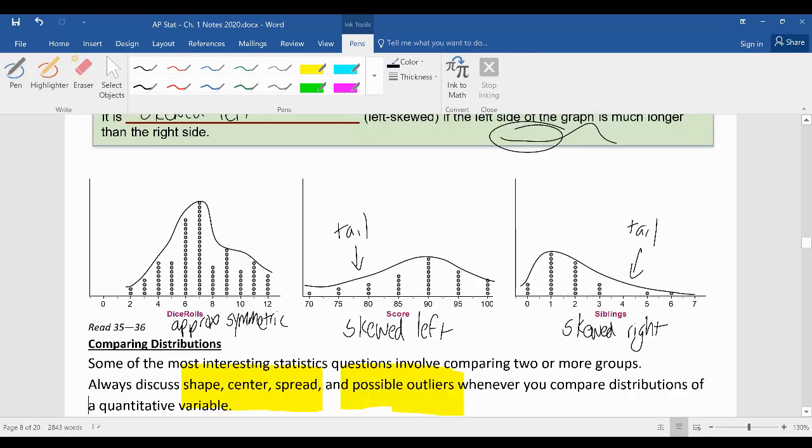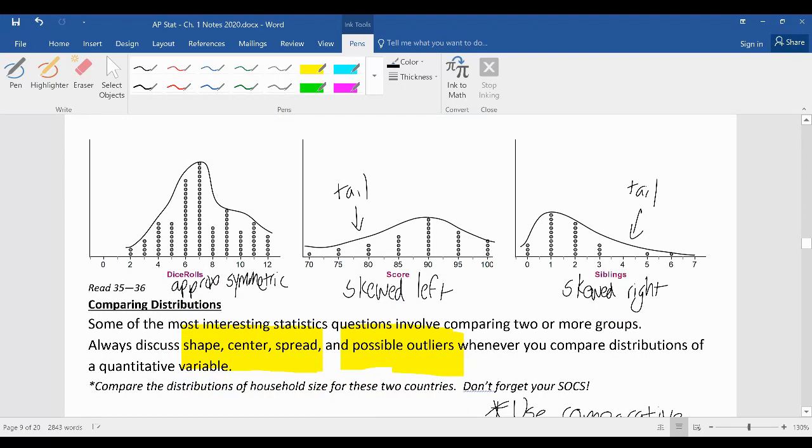Looking at these graphs, our first graph is approximately symmetric. It's not perfectly symmetric, but you're looking at the general overall pattern. Your middle graph is skewed left, the tail is on the left-hand side, and your siblings graph is skewed to the right.